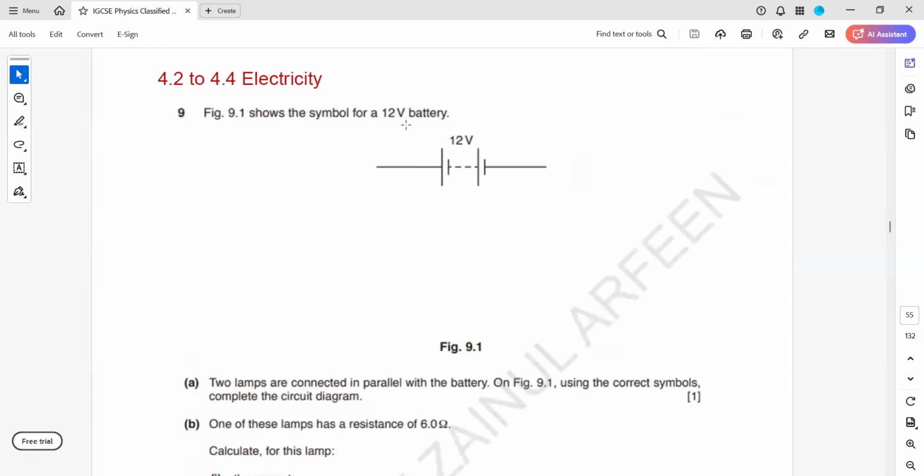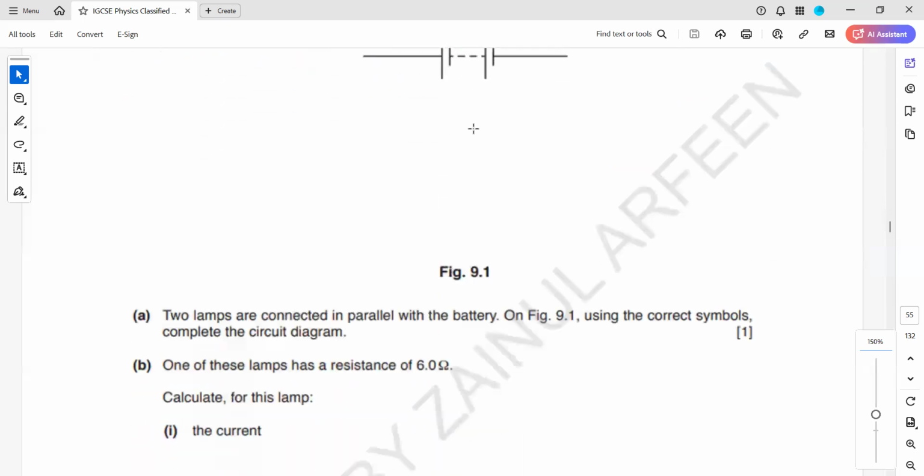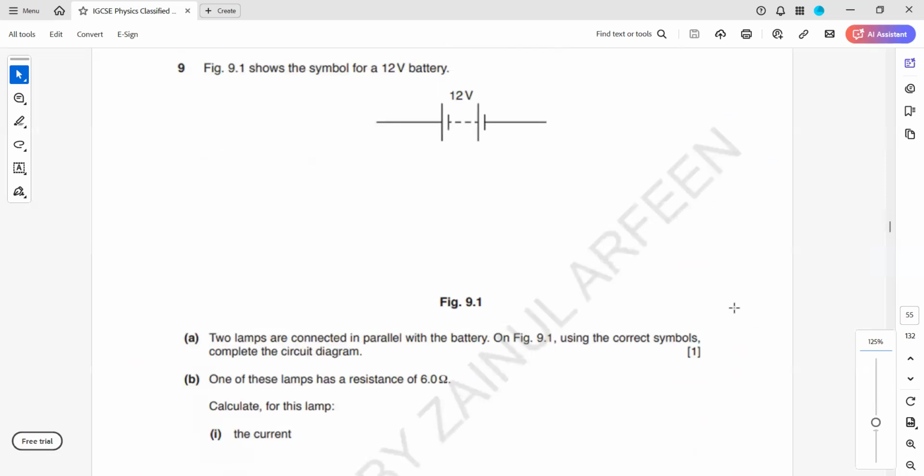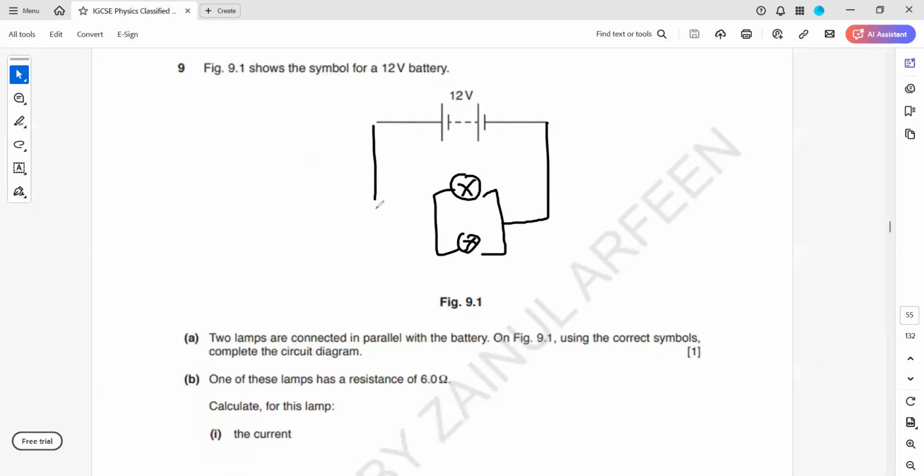The next is figure 9.1, which shows a symbol of a battery, a 12-volt battery. Two lamps are connected in parallel with the battery on figure 9.1. Use a correct symbol. So two lamps are connected in parallel. One of the lamps has a resistance of 6 ohm. Calculate for this lamp the current.